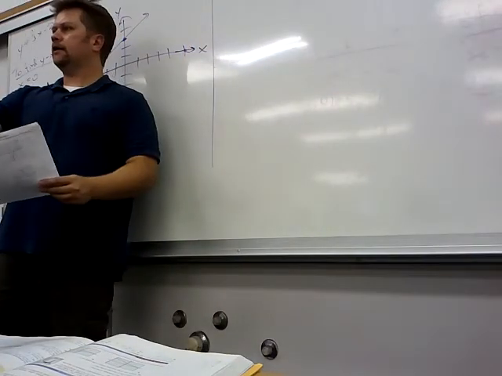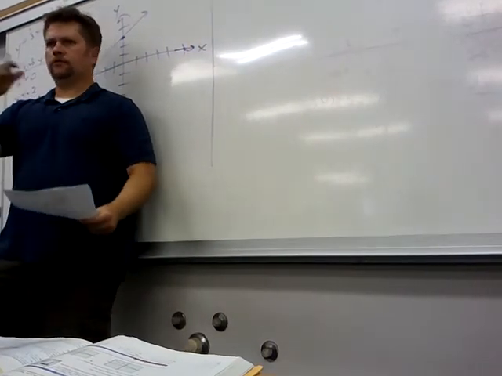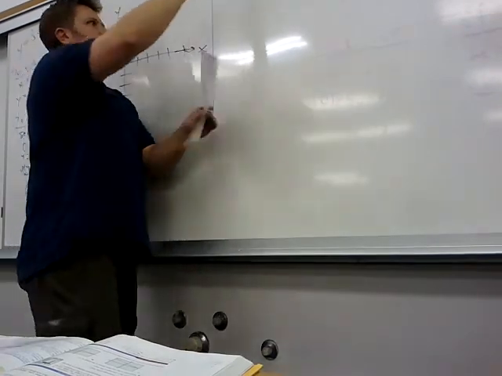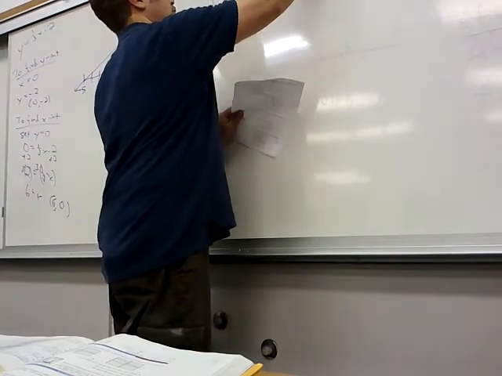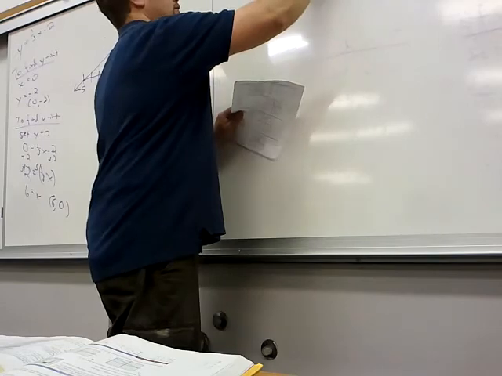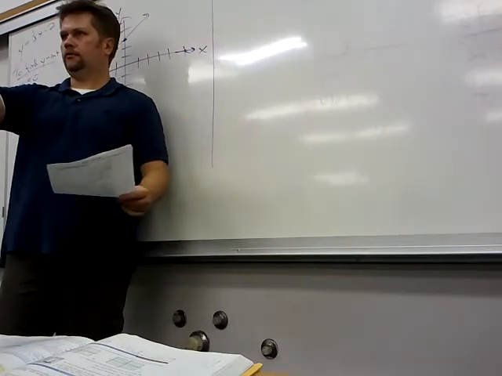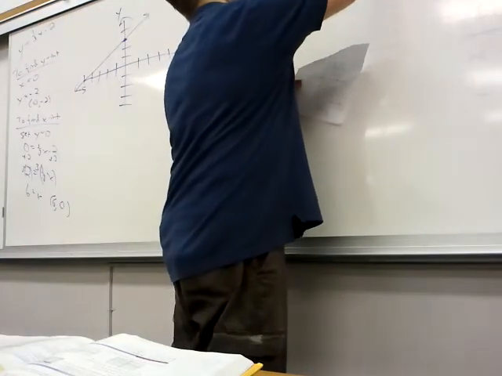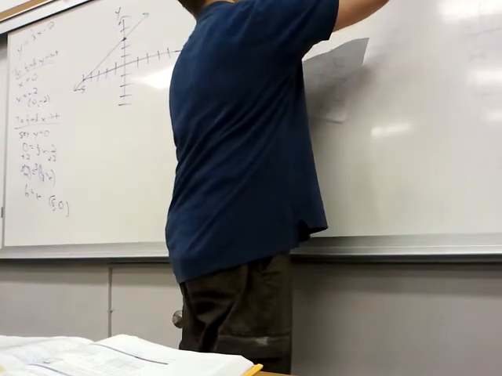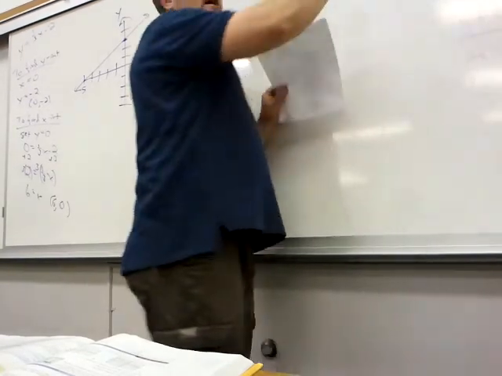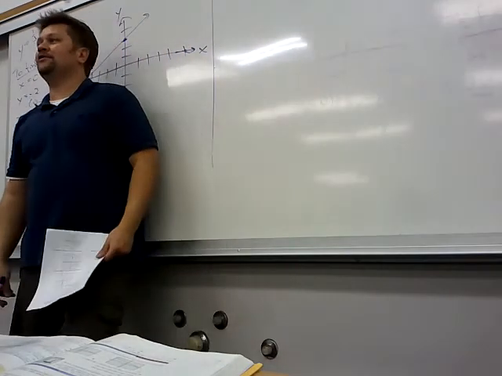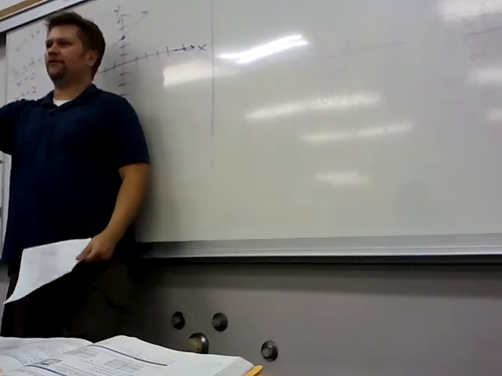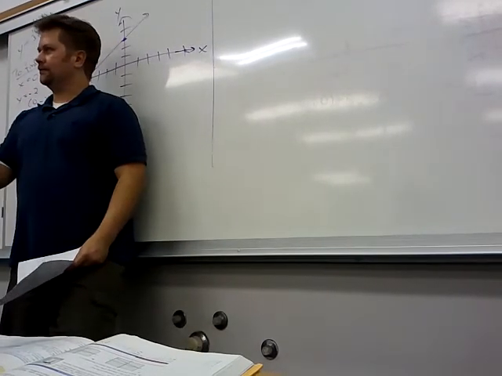Number 5 uses the algebraic definition of slope. Who remembers what it is? I have m equals rise over run, but what is it in terms of the coordinates? Change in y over change in x. I like it. y2 minus y1 over x2 minus x1. Rise over run. Y's over x's.